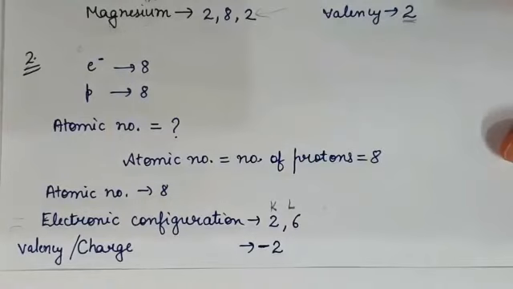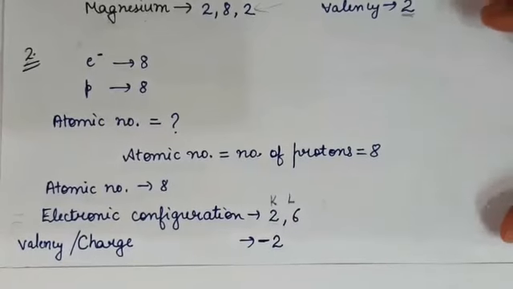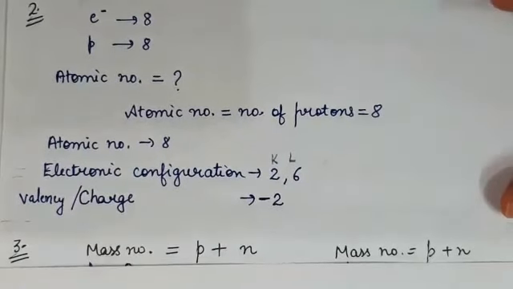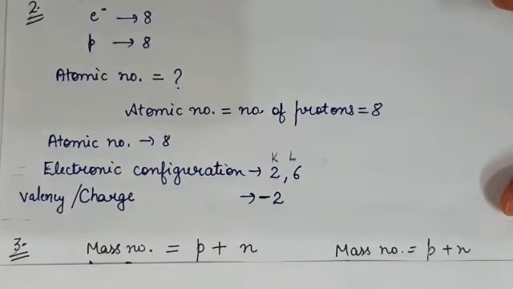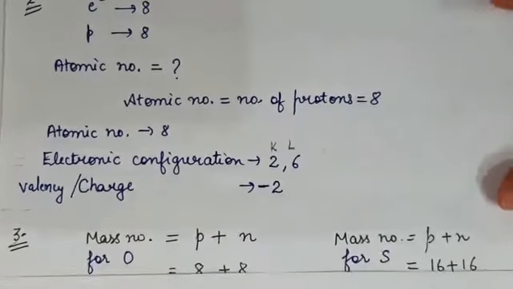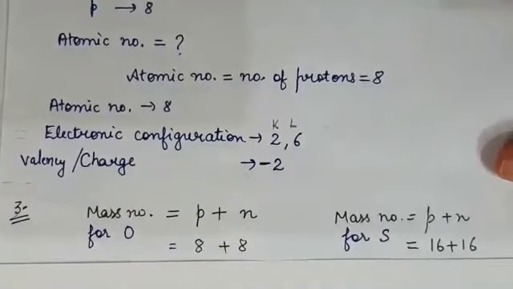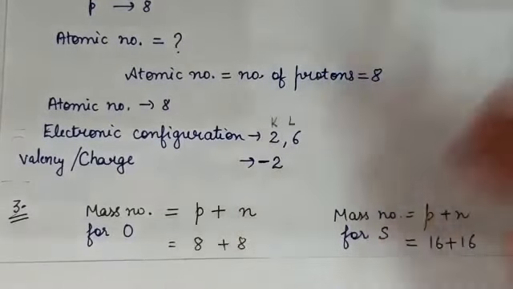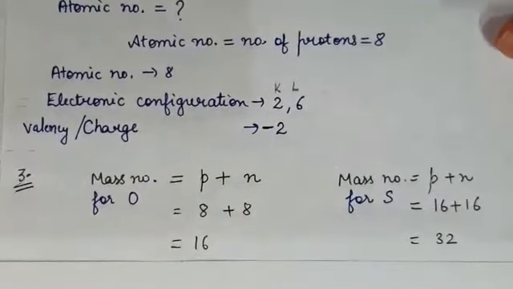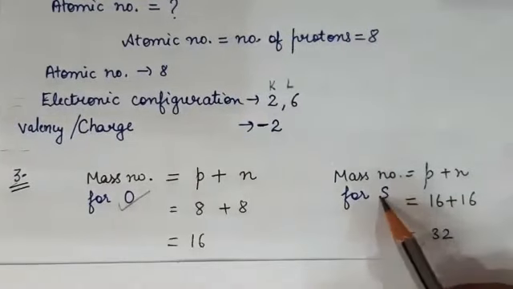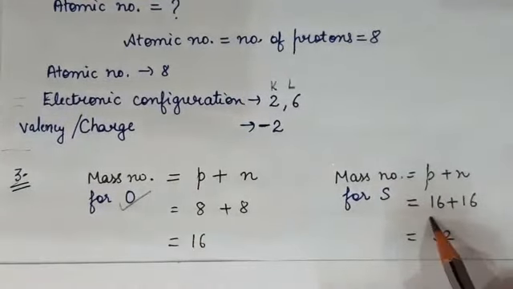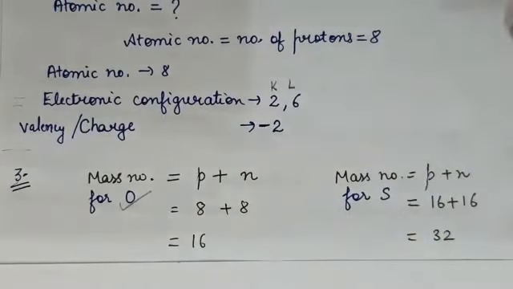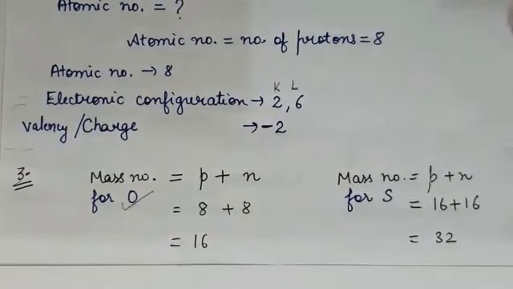Question number 3. With the help of the table, find out the mass number of oxygen and sulfur atoms. What is mass number? It is equal to protons plus neutrons. So you will have to find the mass number for oxygen as well as sulfur. So for oxygen, protons are 8 and neutrons are 8. So 8 plus 8, that will be 16 for oxygen. And for sulfur, protons are 16 and neutrons are 16. So what is the mass number? 32.